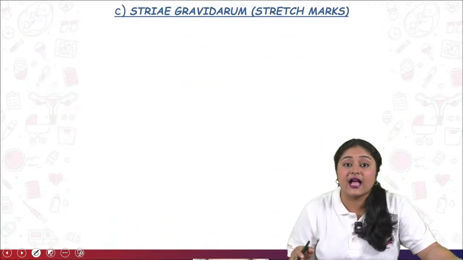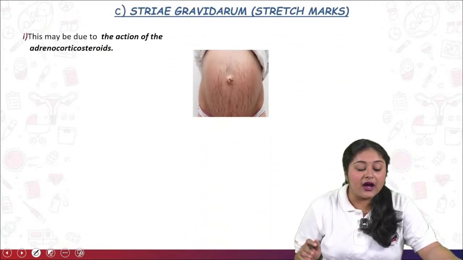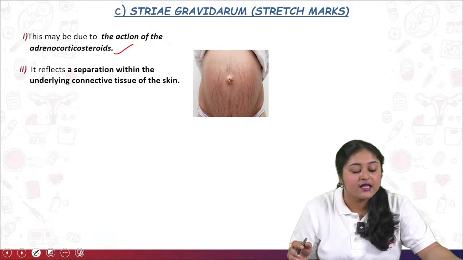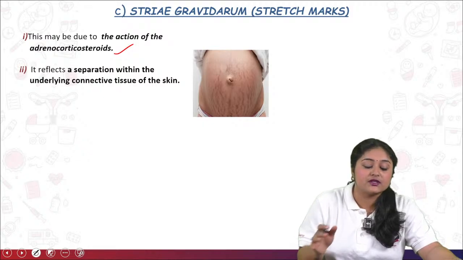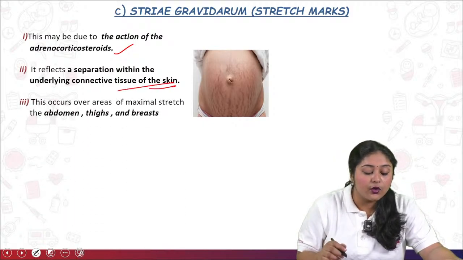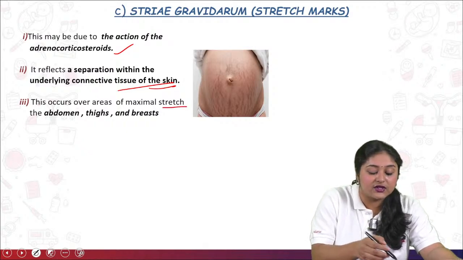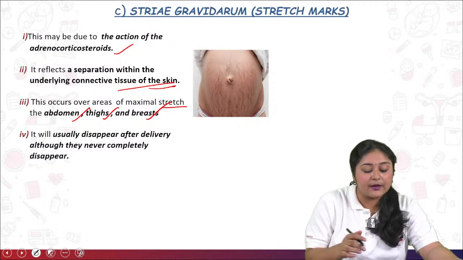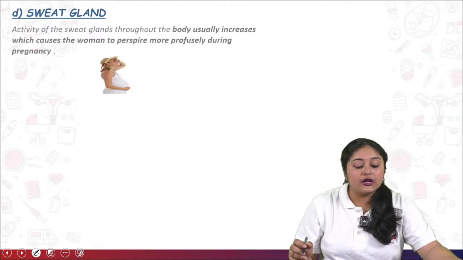Now come to the striae gravidarum, or stretch marks. This may be due to the action of the adrenocorticosteroid hormone. It reflects separations within the underlying connective tissue of the skin, and it occurs over areas of maximal stretch like the abdomen, thighs as well as the breast. It usually disappears after delivery, but sometimes it does not disappear completely.